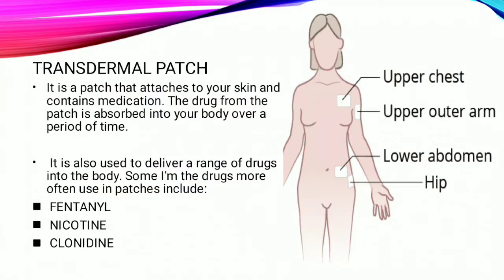Transdermal patch is a patch that attaches to your skin and contains medication. The drug from the patch is absorbed into your body over a period of time. If you'd rather not have a pill or an injection, a patch may be a more comfortable option for taking some medication. It is also used to deliver a range of drugs into the body. Some of the drugs more often used in patches include fentanyl. So what is fentanyl? Fentanyl is to relieve pain. Nicotine is to help with quitting smoking, and clonidine is to treat high blood pressure.